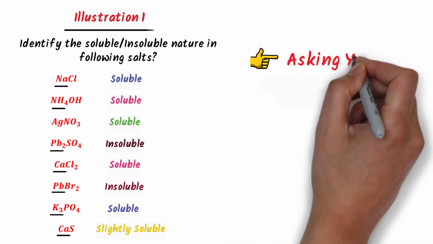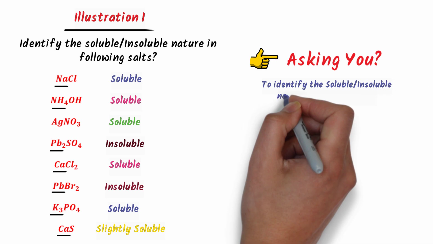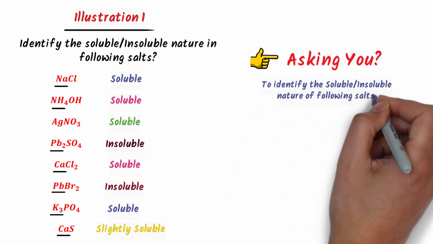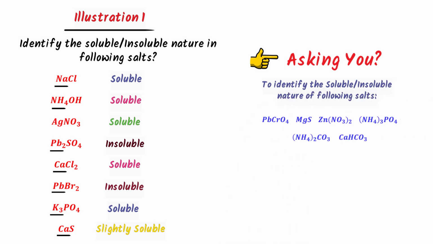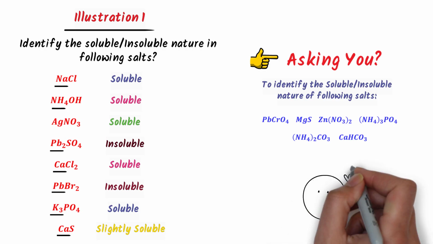Now, I'm asking you to identify the soluble or insoluble nature of the following salts. The salts are lead chromate, magnesium sulfide, zinc nitrate, ammonium phosphate, ammonium carbonate, and calcium bicarbonate. Once you finish up, please give the answers in the comments.